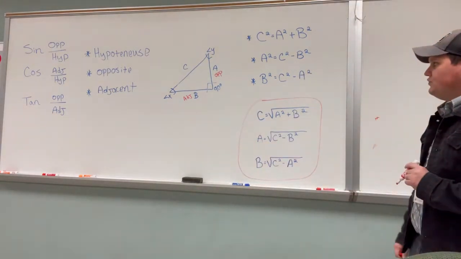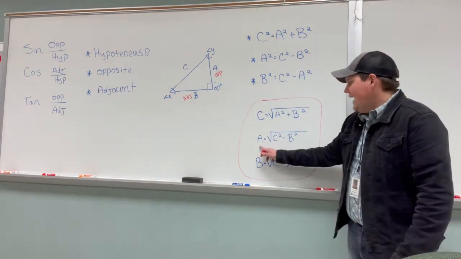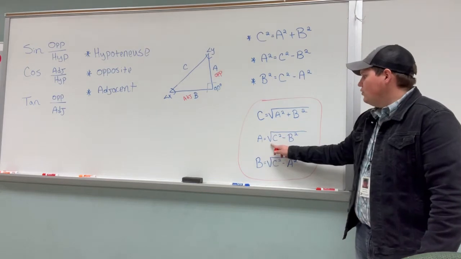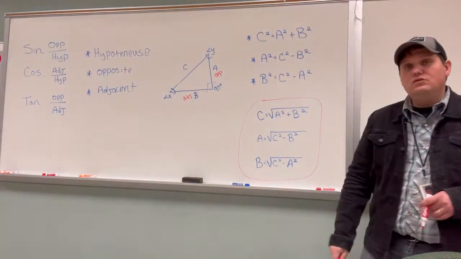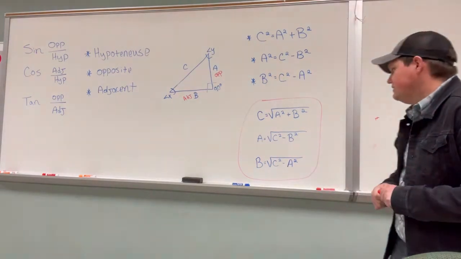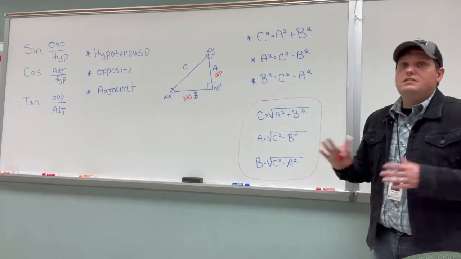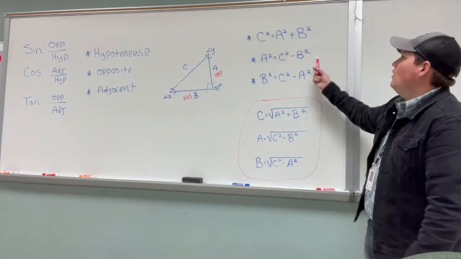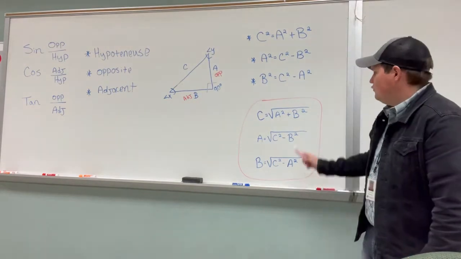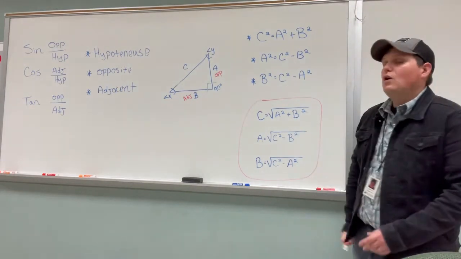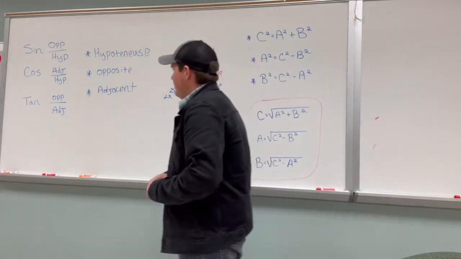C is equal to the square root of a squared plus b squared, and a is equal to the square root of c squared minus b squared, and then b is equal to the square root of c squared minus a squared. Okay? So that's really all there is to the Pythagorean theorem. It's one formula derived two different ways. And then, of course, in this format is what we're actually going to be using when we're figuring out the sides.